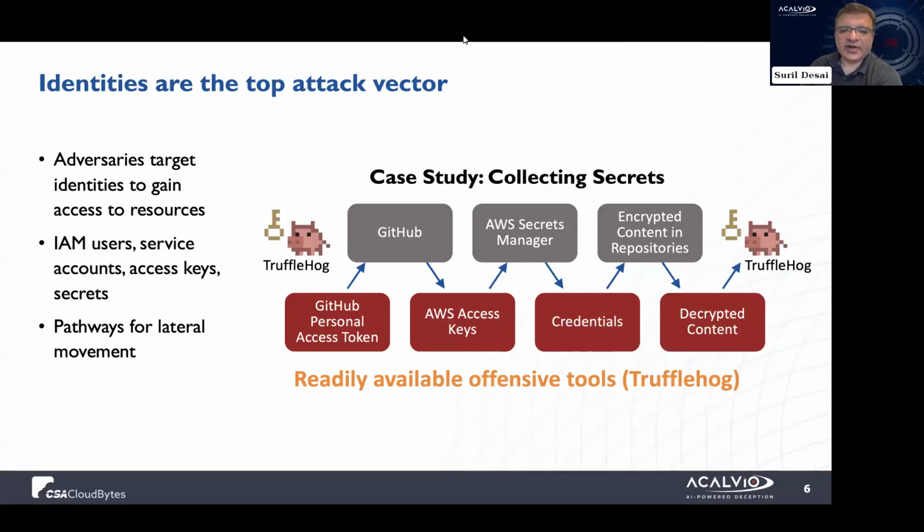Identities are the top attack vector in the cloud. So adversaries leverage identities to then gain access to the resources. In a cloud environment, the identities are of many different types. There is identity and access management system, which includes user accounts, service accounts. These are being targeted by threat actors. There are also credentials of various formats, access keys and secrets. These identities are being targeted by threat actors, and they provide pathways for lateral movement.